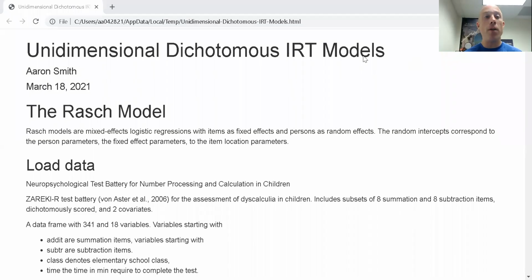Hi, in this video, we want to take a look at unidimensional dichotomous models for item response theory. Okay, so let's say we have standardized tests, and we're looking at the situation where it's either a 0 or a 1, typically a multiple choice situation. So we've got a bunch of students and a bunch of questions, which we'll refer to as items, and we'll refer to the students as persons.